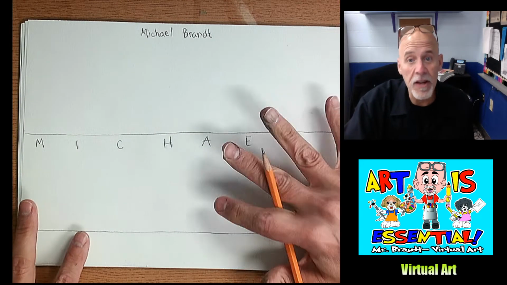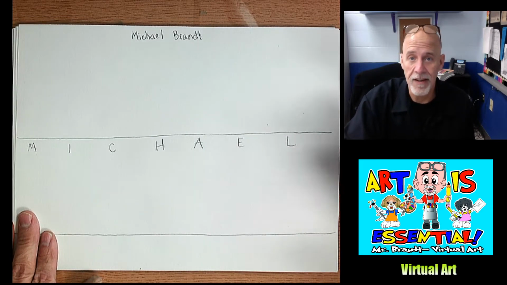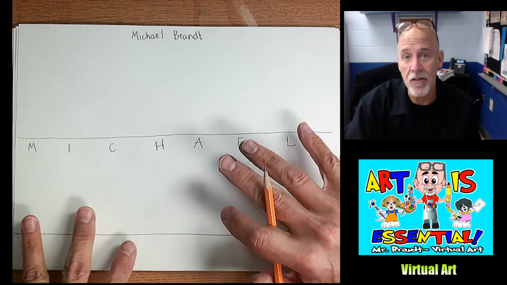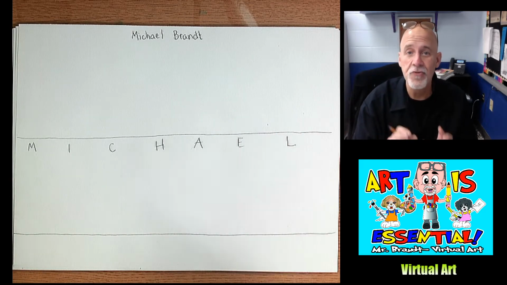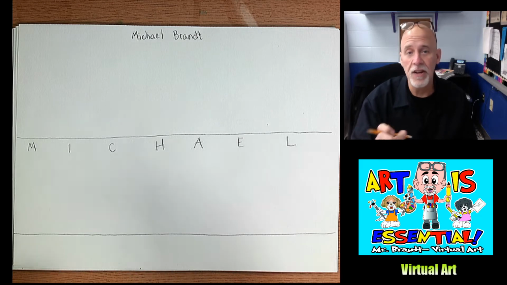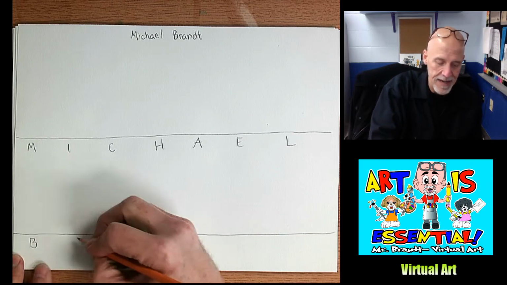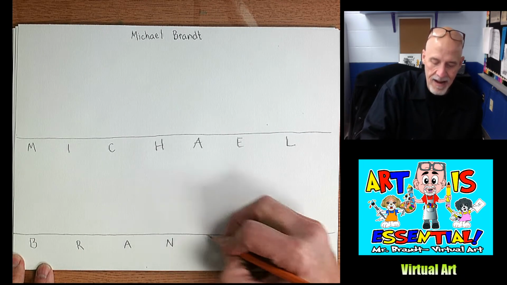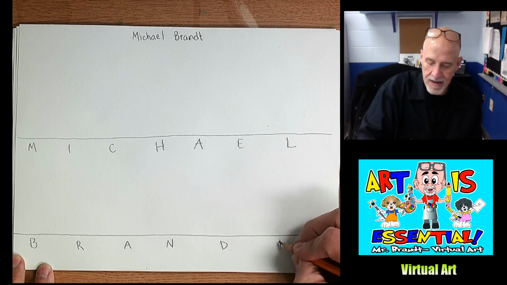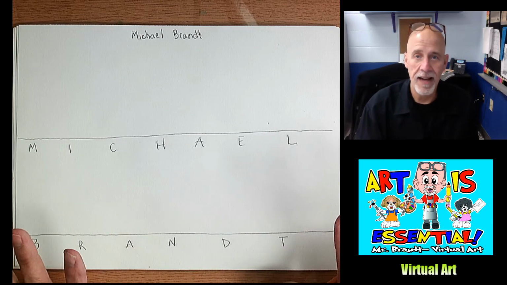Now, this could be your rough sketch if you decide, and then you can do a final picture later, or you can make this your final. It depends how lightly and nice you draw, so if you make a mistake, you can erase. Then down here, I'm going to print my last name, B-R-A-N-D-T.